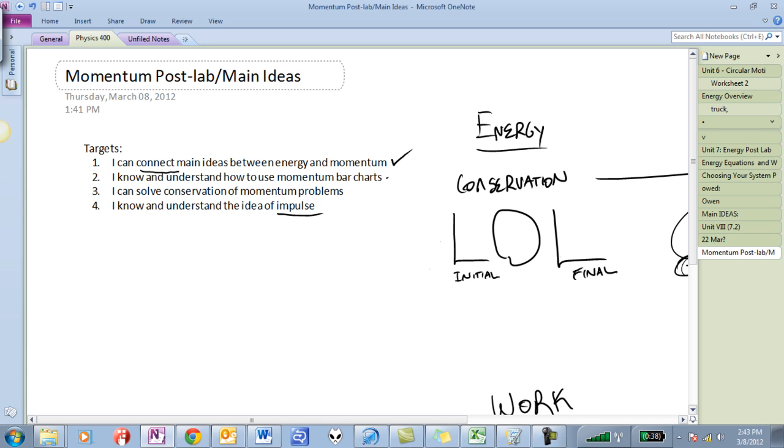So, going back to our targets, you've just seen that we connect main ideas between energy and momentum. We can start to see those relations. And of course, number 2, how do momentum bar charts work together? We could see how we could do that very easily there. So, number 1 and number 2 done, let's take a look at number 3, looking at an example of a momentum problem.